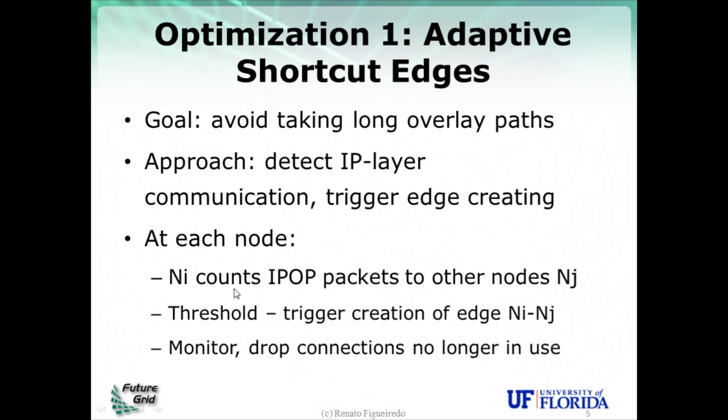The way this works is, independently at each node, the node observes and counts how many IP packets it sends to other nodes. Let's say Ni counts packets that it sends to node Nj. Upon crossing a threshold, this process triggers the creation of an edge between Ni and Nj. This can be a very small threshold of a few packets. Then these edges are monitored, and connections are dropped if there's no longer traffic after a period of time.